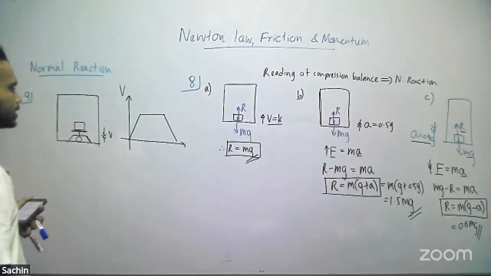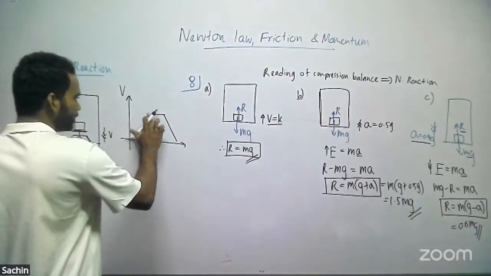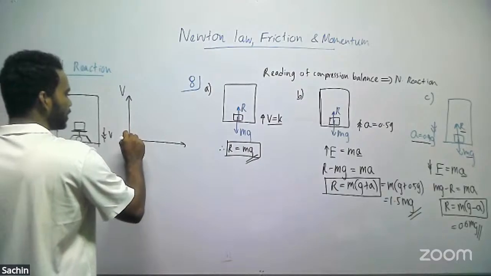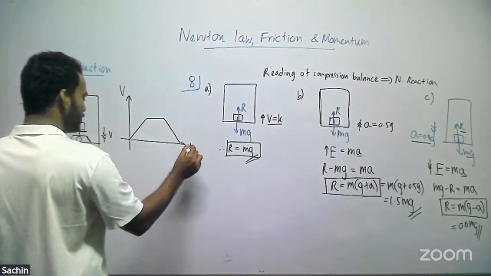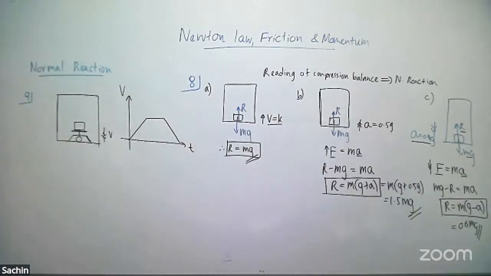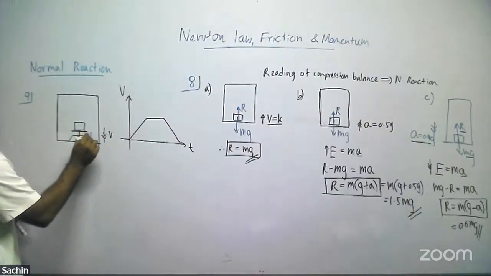We have to consider this VT graph, and let's say you have to sketch the variation of extension or compression of this balance.